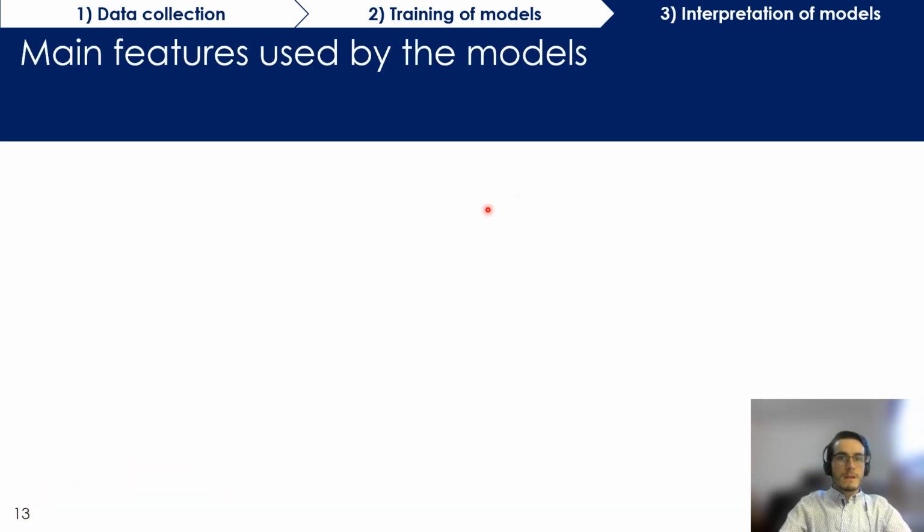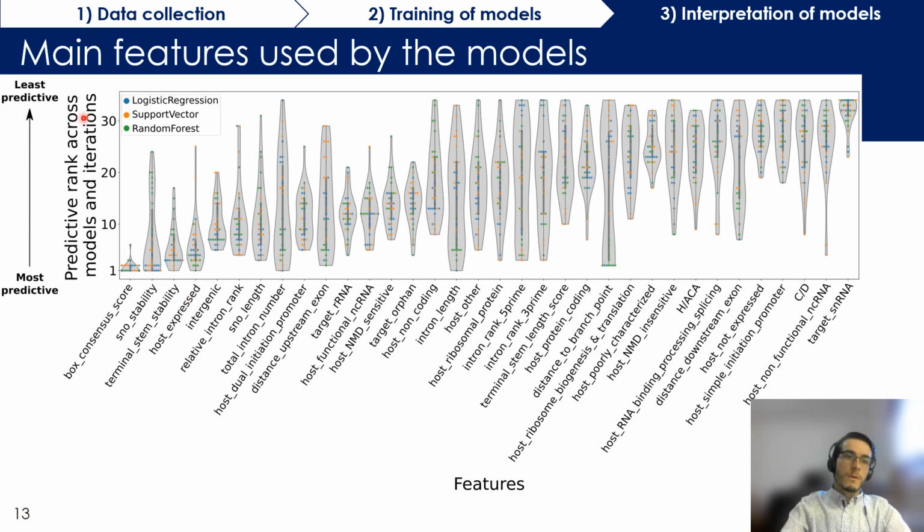So what I'll present here is a graph with a lot of information on it, so I'll try to deconstruct it slowly. First off, on the y-axis, you have that predictive rank that I just talked to you about on the last slide. Rank number 1 means that the feature is highly predictive, and rank number 30-ish is the least predictive feature. On the x-axis, you have all of the features that could be used by the models.